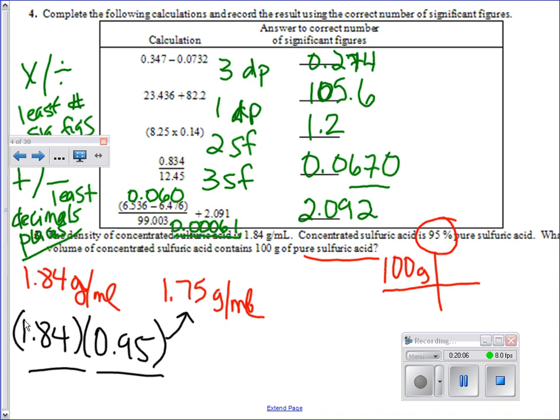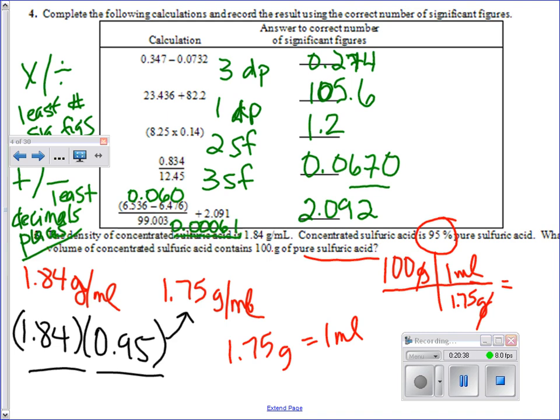So that being said, how do I now figure out how many mL I need? This is just dimensional analysis. We need to find out how many mL you need to get this 100 grams. Remember what this means. This could be a conversion factor, that 1 mL is equal to 1.75 grams. How would I place that to figure out mL? 1.75 grams on the bottom, 1 mL up top. Grams cancel.